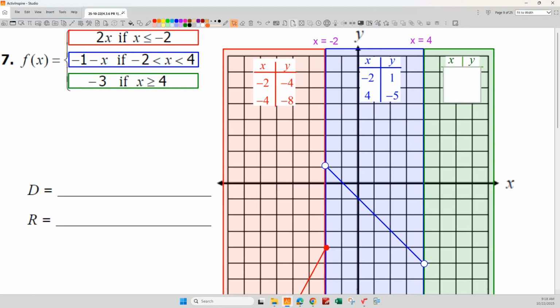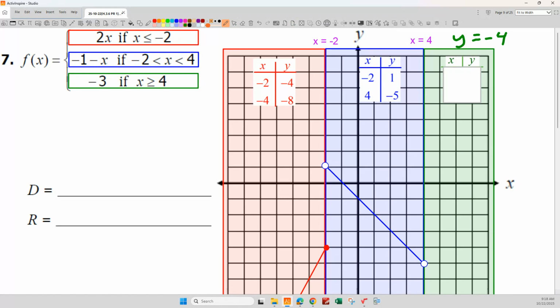Okay, the green region's pretty easy. What's the equation of the line in the green region? Y equals what? Y equals -3. What's that look like? Show me with your arms. Yeah, that's a horizontal line. That's an easy one, right? So that one, we can kind of take a shortcut. We don't even probably need a t-table with that one.